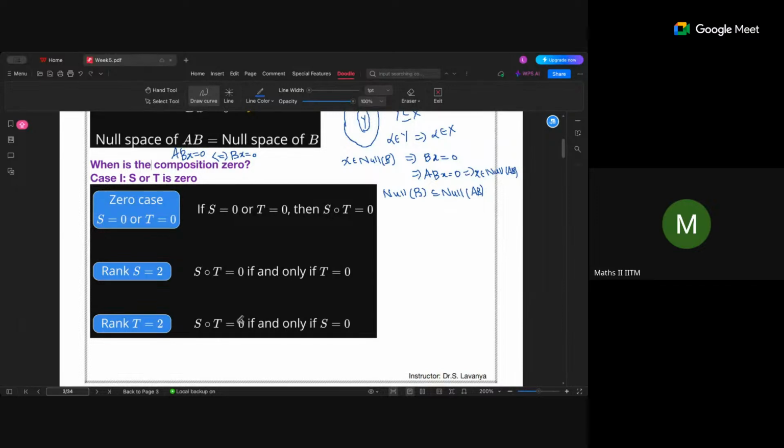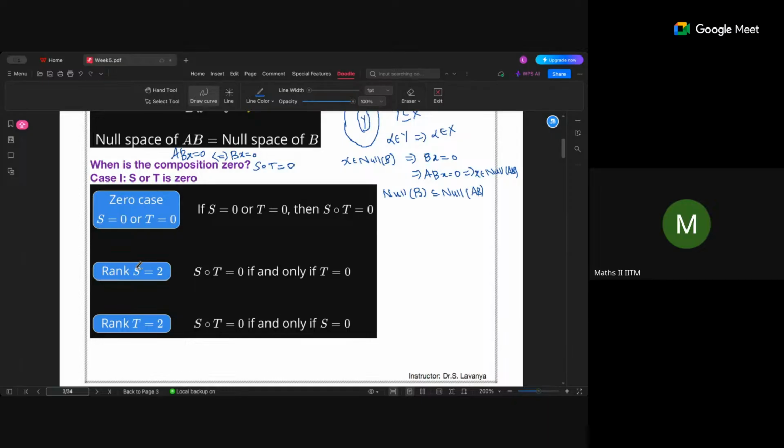Okay, when is the composition 0? So the question is, when is S composition T equal to 0? The first case is when S or T is 0. If S is 0 or T is 0, then obviously S composition T should be 0, right? So this is one trivial case. Suppose now that rank of S is equal to 2, then S composition T is equal to 0 if and only if T is equal to 0.